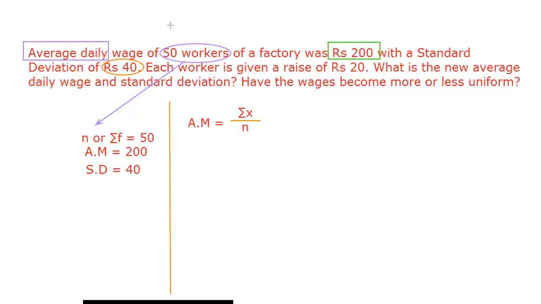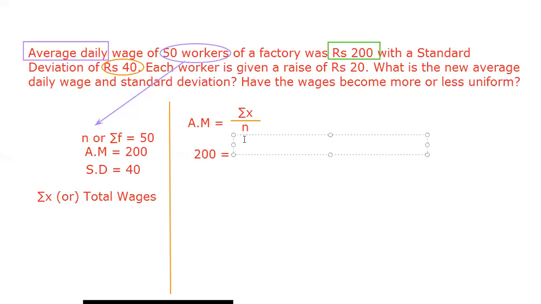So we have the arithmetic mean. What is our arithmetic mean? That is 200, which is equal to sigma x divided by n. We don't know sigma x, which is the total wages. We must know the total, and only then can we find the new average daily wage, the new arithmetic mean. So we can take sigma x as total wages.